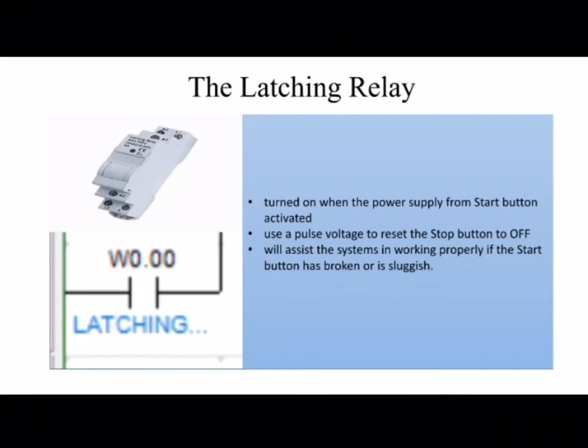Lastly, the latching relay is turned on when the power supply from the start button activates. This program will use a pulse voltage to reset the stop button to off. Even if the input voltage is stopped, this relay retains its set or reset position until it gets the next inverting input from the add-on. This relay will assist the system in working properly if the start button has broken.